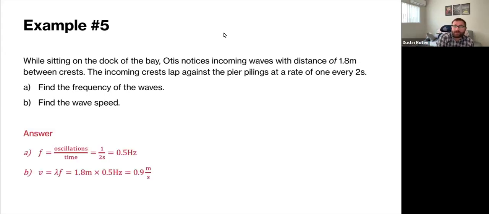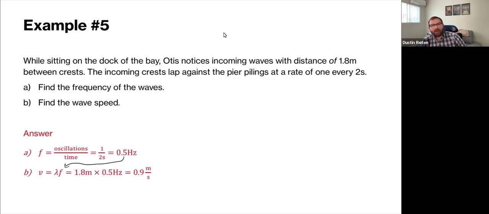Well, we know how to calculate frequency. We've done this before. So that's just the oscillations per time. The problem says in the second sentence, the incoming crests lap against the pier pilings at a rate of 1 every 2 seconds. So that's what we have here, 1 every 2 seconds, which is 0.5 hertz. We can use that frequency to actually calculate the wave speed.